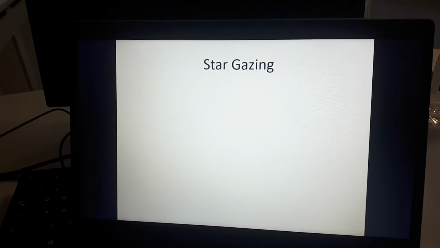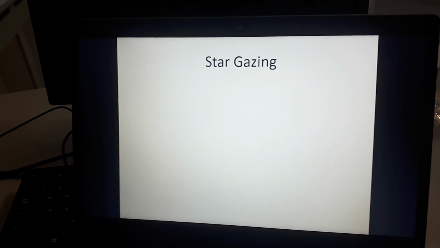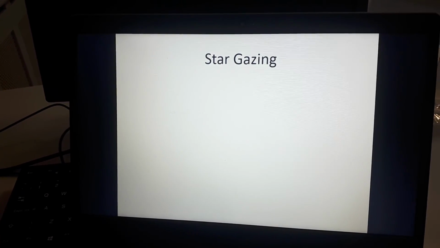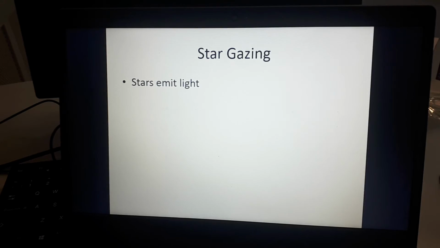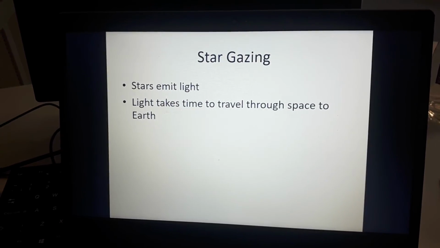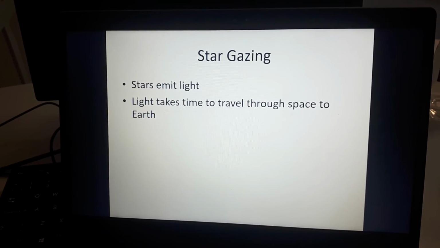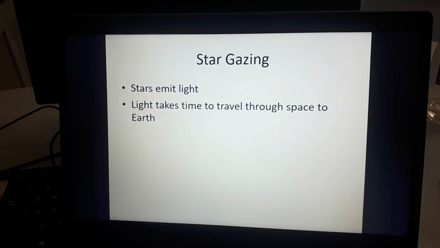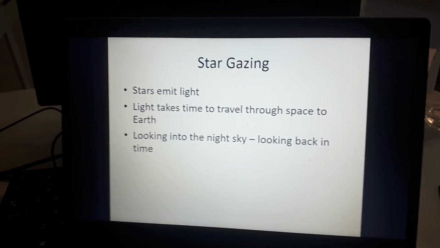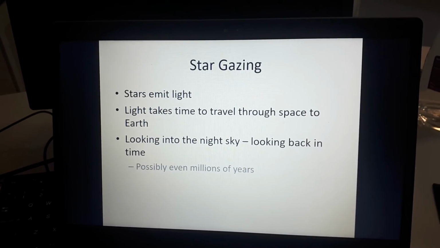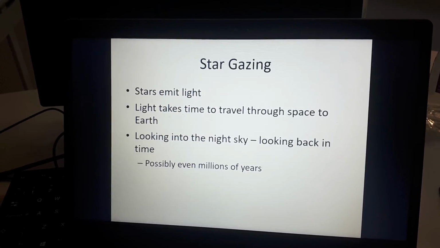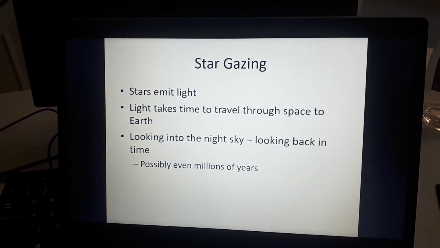The idea then of stargazing, this isn't a brand new phenomenon. Loads of different astronomers, Greeks, Romans, they all looked into the sky. And when the stars emit light, that light actually takes time to travel through space to Earth. So in essence, what you're actually looking at is you are seeing a star millions upon millions of years ago. Okay, so looking into the night sky is actually like looking back in time, and possibly even millions of years, depending on how far away that star actually is from Earth.